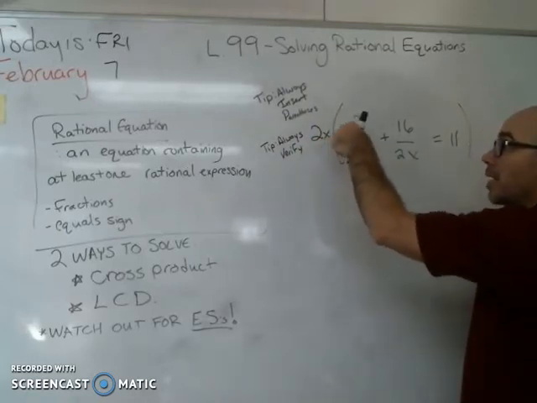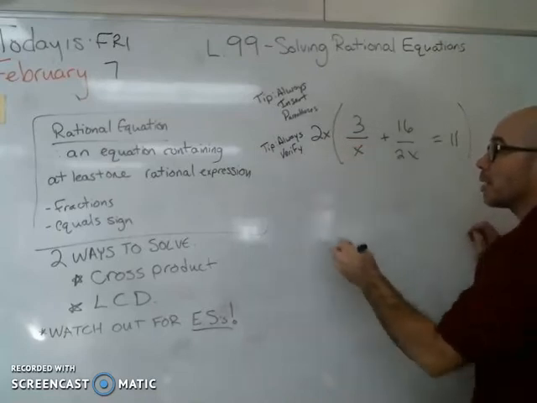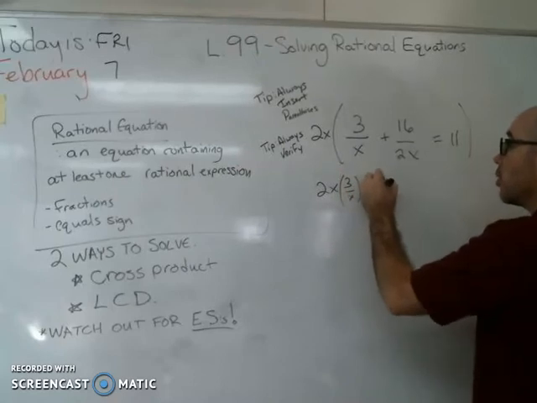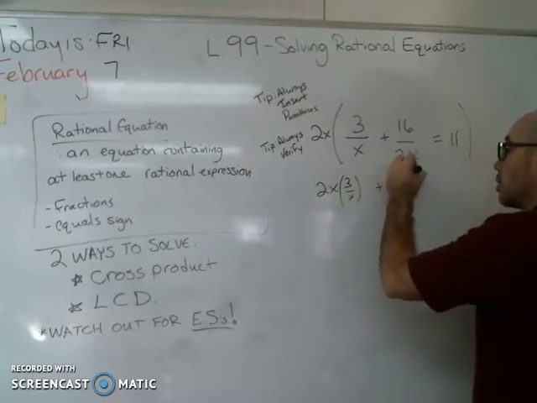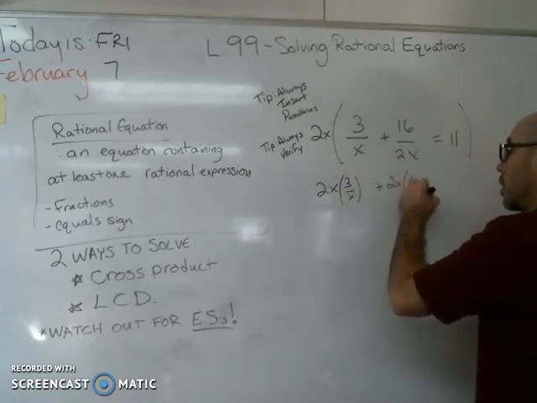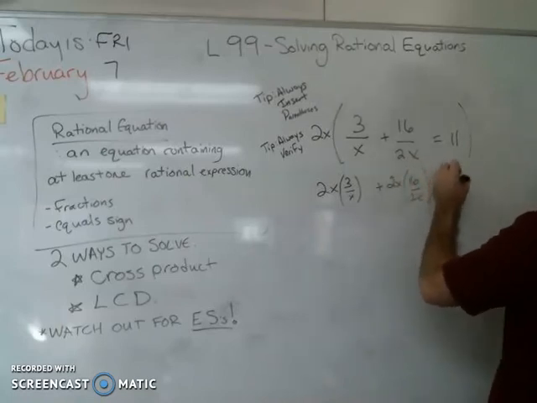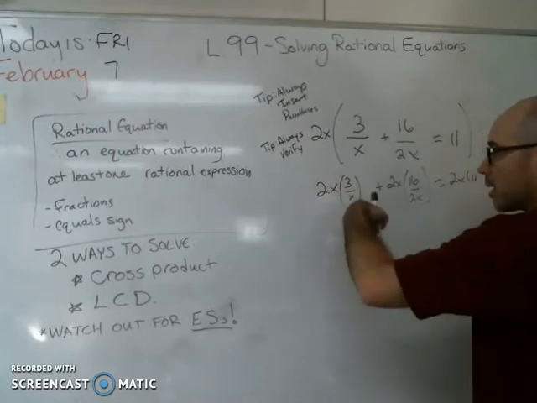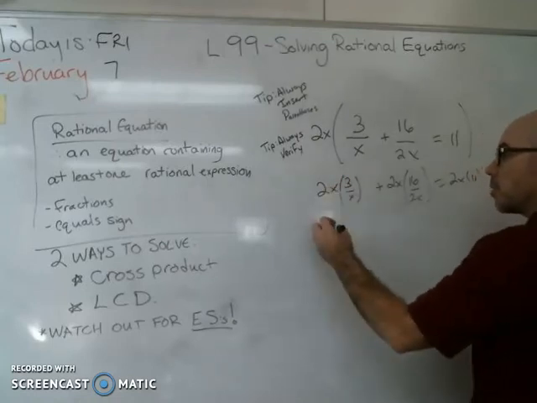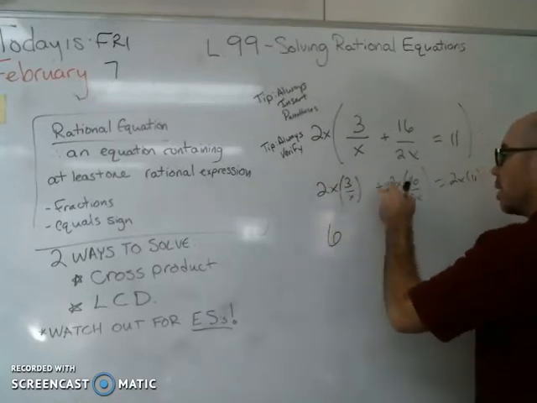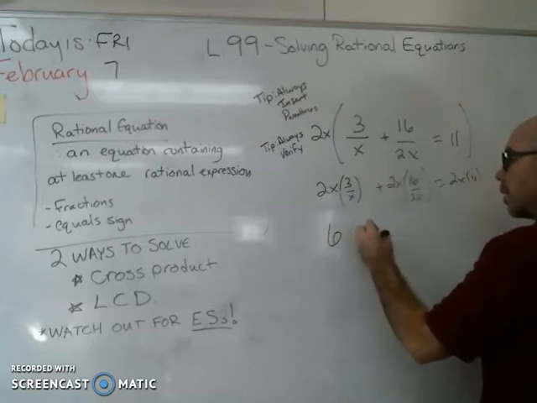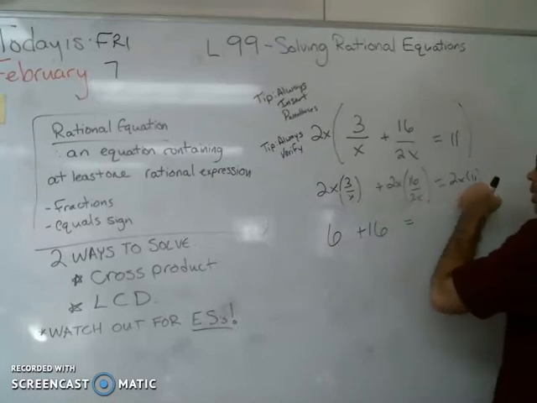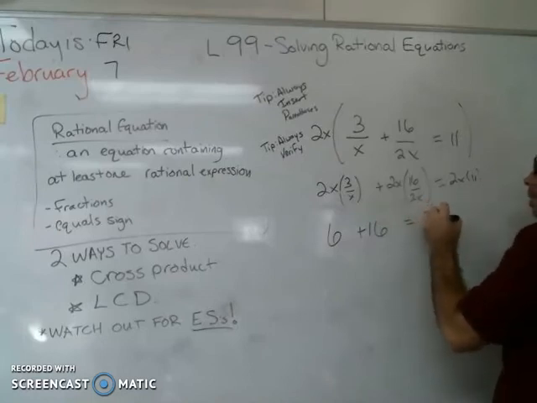So that means 2x times 3 over x comes first. Shall I do this in steps? Maybe so. Maybe that would help you. 2x times 16 over 2x, and then equals 2x times 11. X cancels out here. We have 2 times 3, 6. Here, the 2x's cancel out, so that leaves us with 16. And over here, we got 2 times 11 times x, that's 22x.